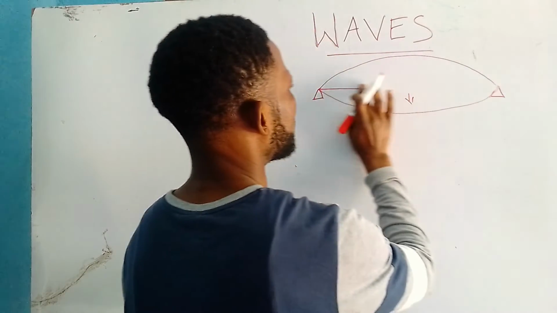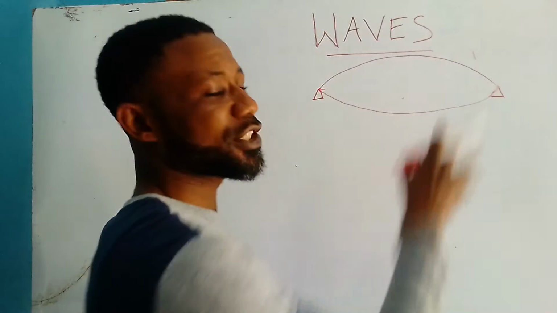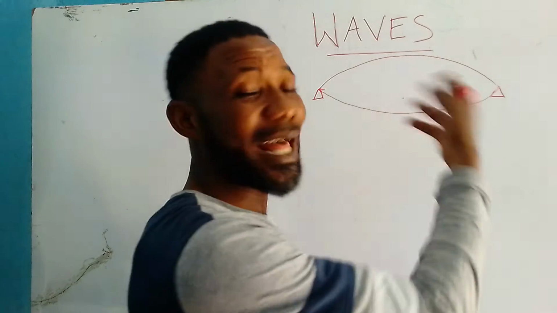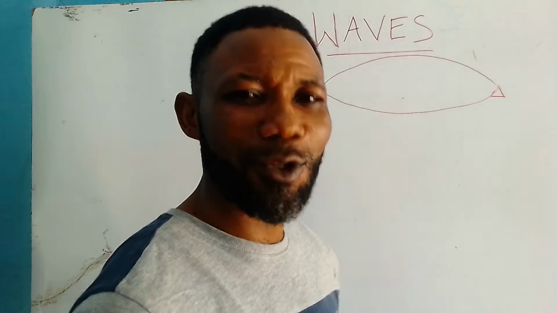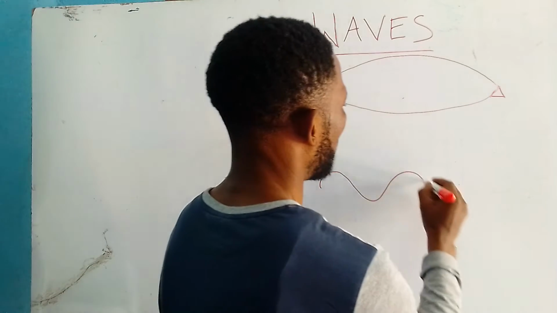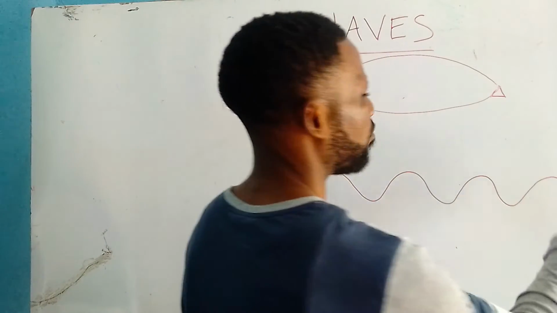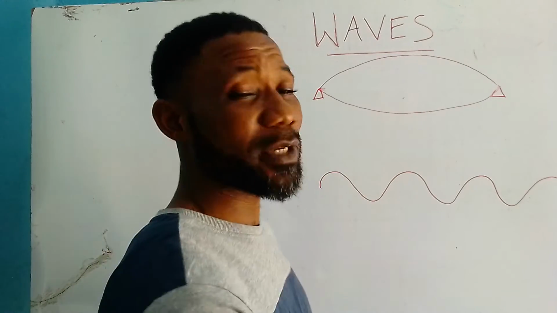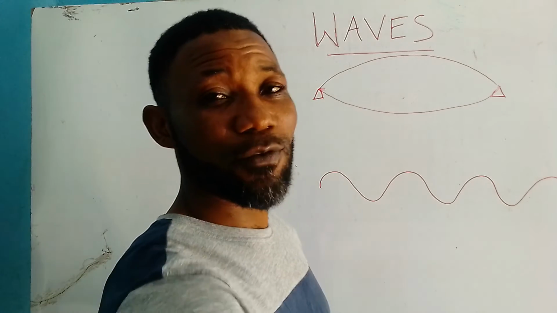producing a loop like this. This is a stationary wave. If you are looking at this, its form does not move. But a progressive wave is a wave whose form appears to be moving. For example, you drop a stone on water, you see the waves spreading out.